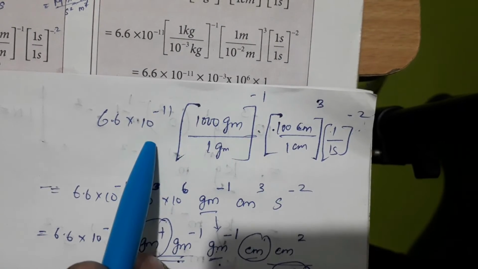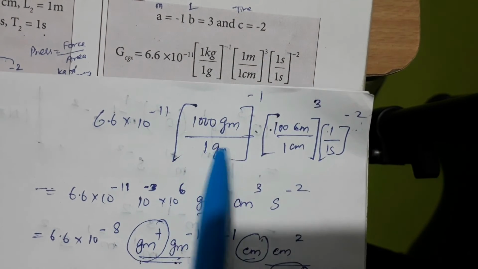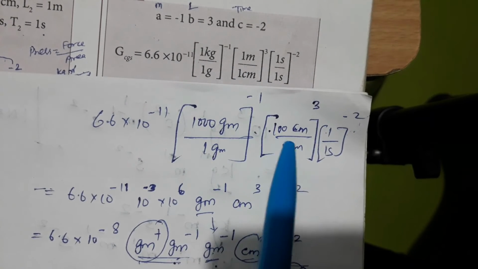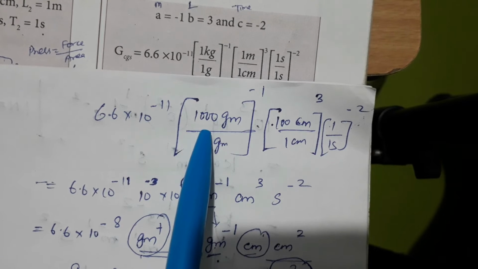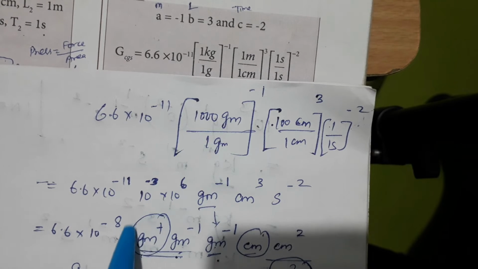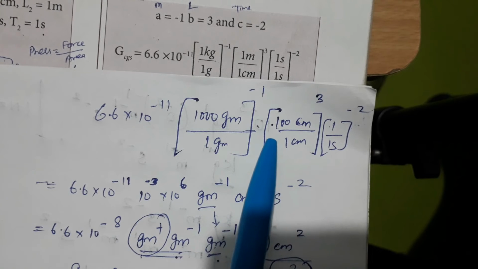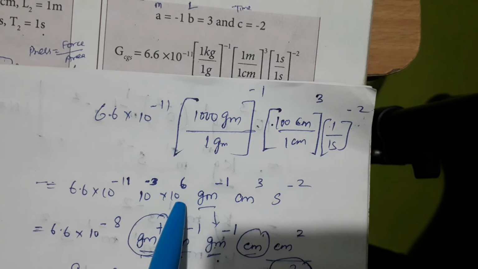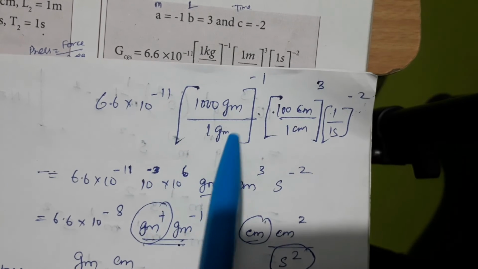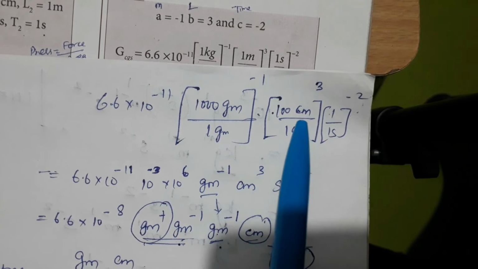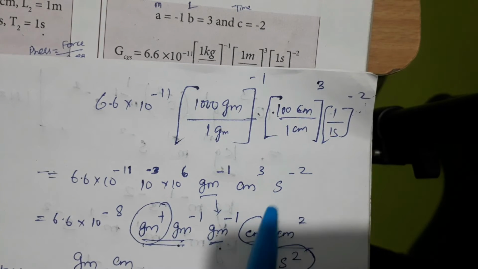Now 6.6 into 10 to the power minus 11. Here 1 kg is written as 1000 grams and 1 meter is written as 100 centimeter. This 1000 is written as 10 to the power 3. This 100 centimeter is written as 10 to the power 2, and cubed, 10 to the power 6. Now we have gram to the power minus 1, centimeter cube, seconds to the power minus 2.